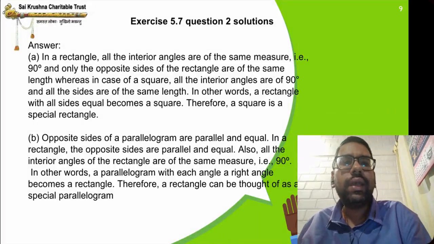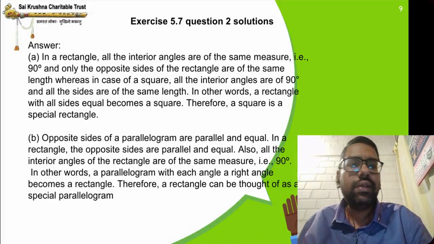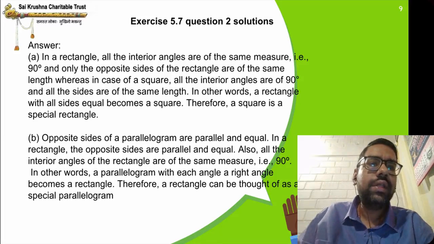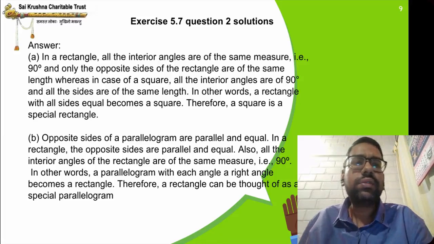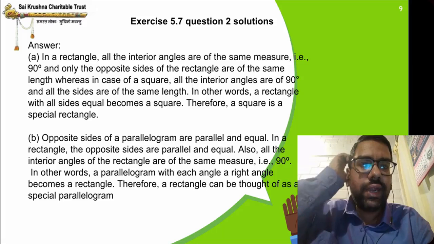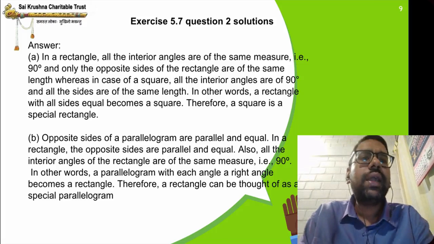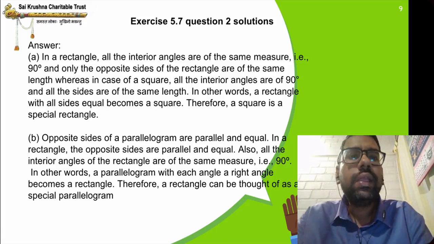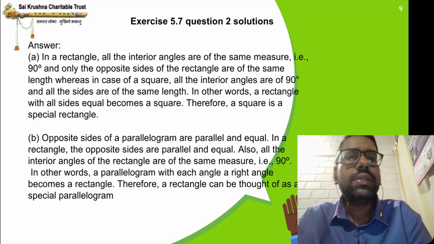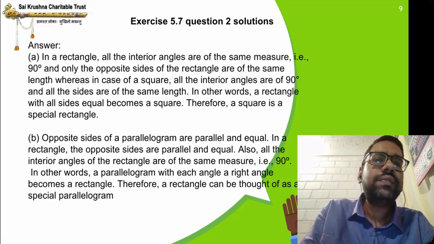In a rectangle, all the interior angles are of the same measure, that is 90 degrees. You know this, no? In a rectangle, interior angles are of which degree? 90 degrees. And only the opposite sides of a rectangle are of the same length. Whereas in a square, all the interior angles are 90 degrees and all sides are of the same length. What is the property of a rectangle? Opposite sides are equal and interior angles are 90 degrees. In a square, what is the property? All interior angles are 90 degrees and all sides are of equal length.